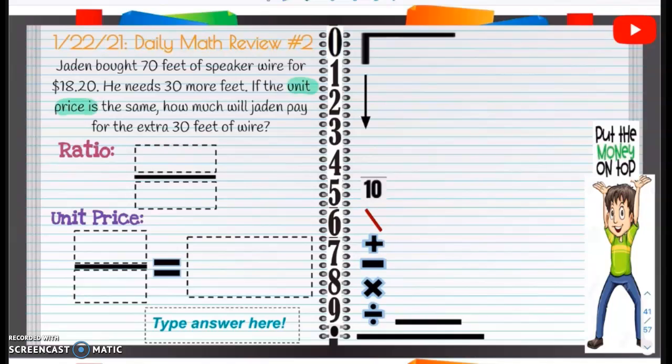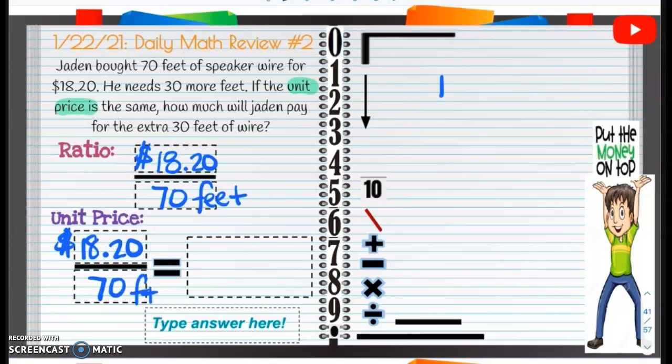Remember, money on top. Here's our money on top. So he bought 70 feet of speaker wire for $18.20. He needs 30 more feet. So first of all, we need to figure out how much it is for 1 foot of speaker wire. So, money on top, we have $18.20, and that is for 70 feet of wire. So $18.20 divided by 70 feet.